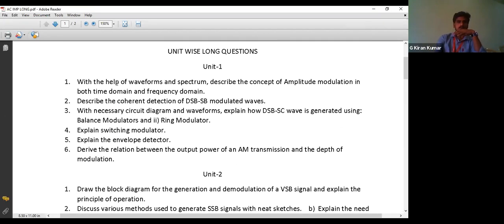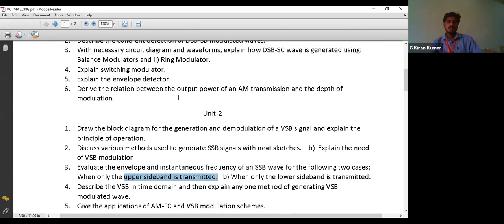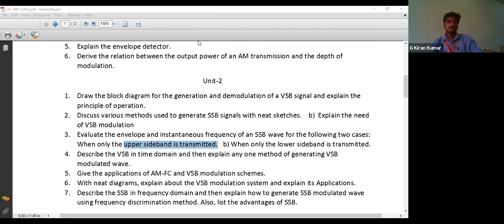So the first chapter has all the basic questions. What is the concept of amplitude modulation, coherent detection, and we have balanced modulator and ring modulator. Now we have switching modulator, and here you can see the fifth question that is very, very important: explain the envelope detector and derive the relationship between the output power of AM transmission and the depth of modulation. Percentage of modulation or depth of modulation, right? I will share this document, the unit-wise important long questions, and we have short answers also there. I will share that document also.